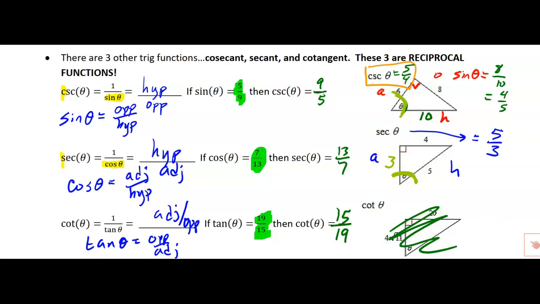All right, does everyone understand the basic idea of the reciprocal sets? Same numbers, just upside down, okay?